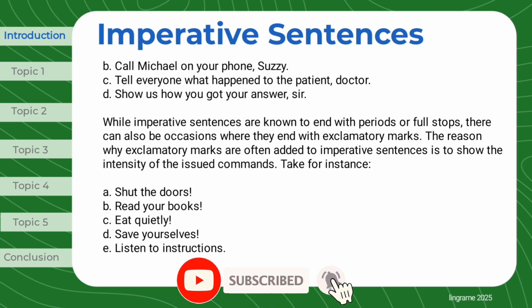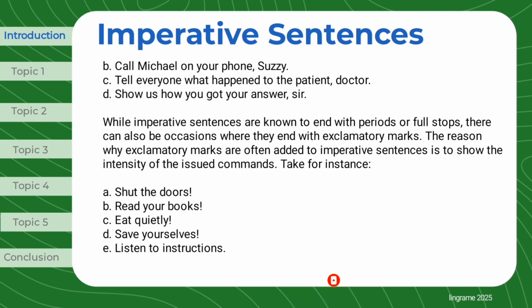While imperative sentences are known to end with periods or full stops, there can also be occasions where they end with exclamation marks. The reason why exclamation marks are often added to imperative sentences is to show the intensity of the issued commands. Take for instance, shut the doors! Read your books! Eat quietly! Save yourselves! Listen to instructions!